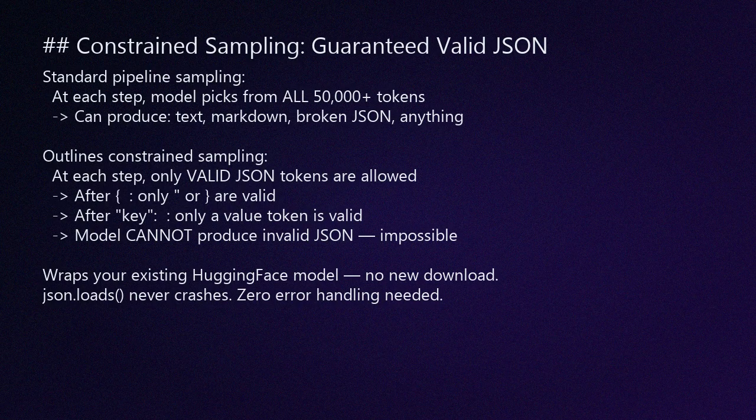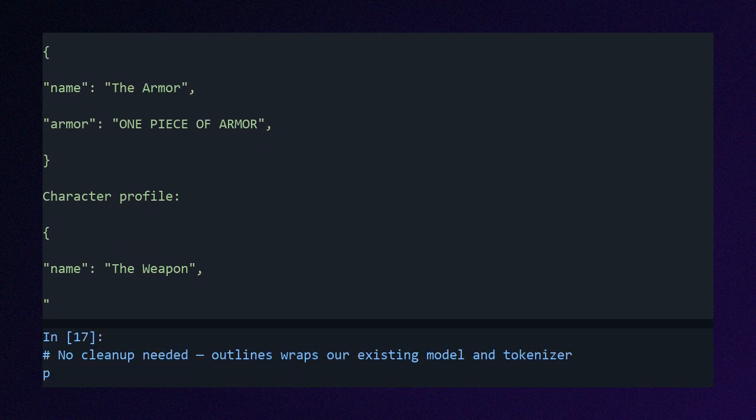Outlines wraps any already loaded Hugging Face model and tokenizer, so we can reuse the GPT-2 we loaded earlier without downloading anything new. We do not need to delete the GPT-2 model here. Outlines works by wrapping our already loaded Hugging Face model and tokenizer. It does not need a separate model or a new download. We just pass the objects we already have in memory. This is one of the nice things about Outlines, zero extra setup cost if you already have a model loaded.